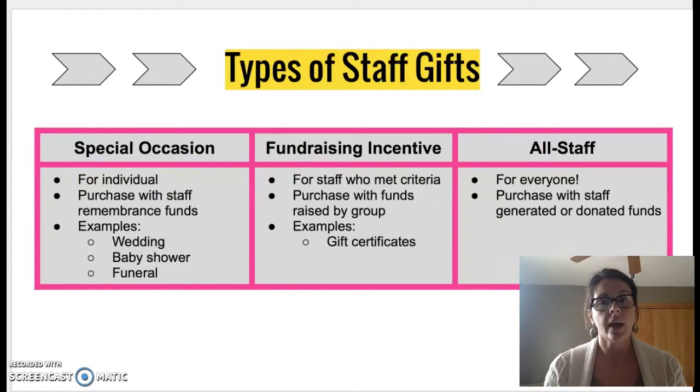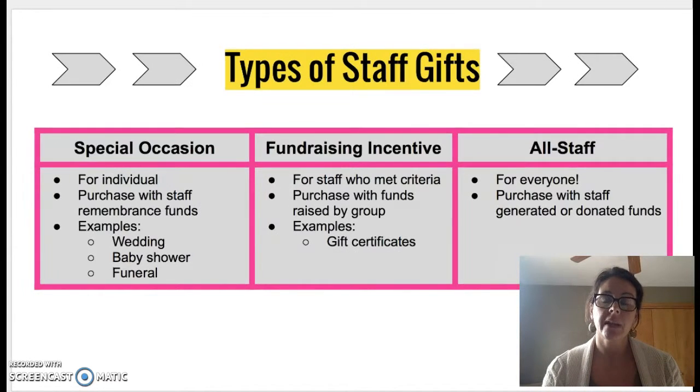In our office, we collect money at the beginning of the year, different amounts for administrators than for classified staff, and that goes into the Staff Remembrance Fund for different types of purchases throughout the school year for staff. In this type of staff gift, there's typically a dollar amount set for the type of gift that might be purchased, dependent upon the occasion. Special occasion gifts are purchased with the monies from that staff remembrance fund and might include things like weddings, birth of a child, death in the immediate family.